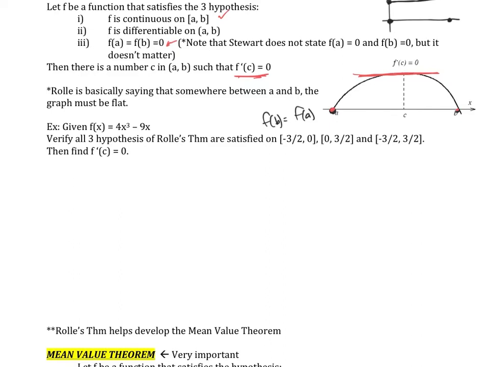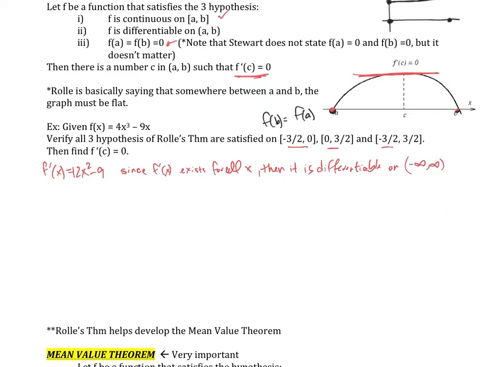So f prime of x, we end up with 12x squared minus 9. There's our f prime of x. Since f prime of x exists for all x, not just these intervals given, it is differentiable on negative infinity to infinity, for all reals. And continuous, we already know that it's continuous from negative infinity to infinity. Even the derivative is as well.